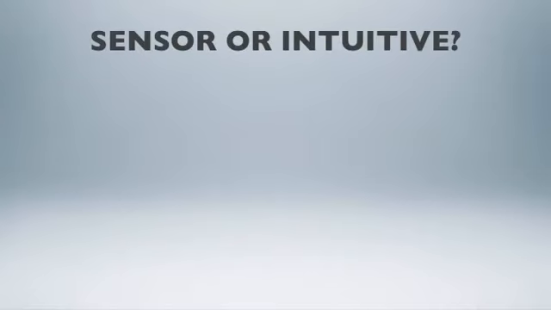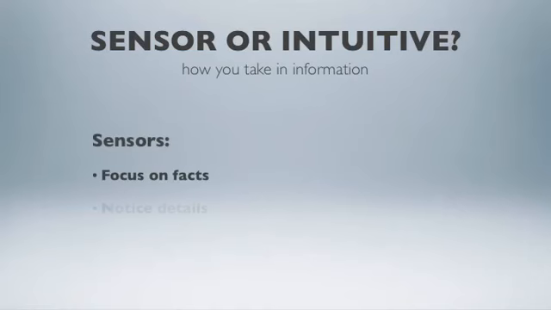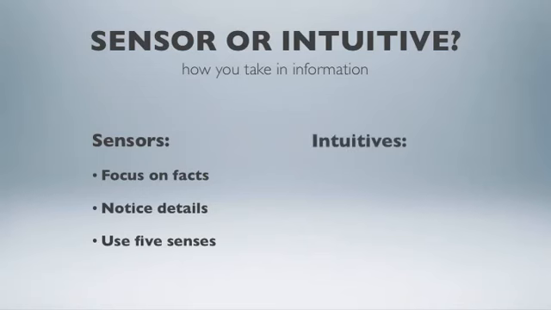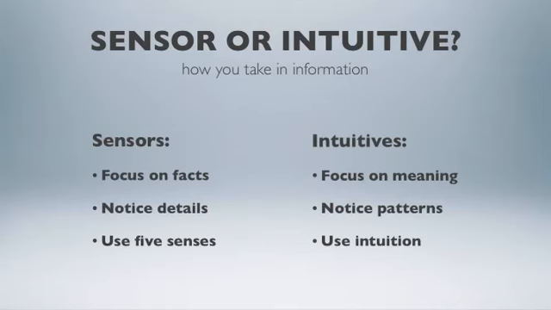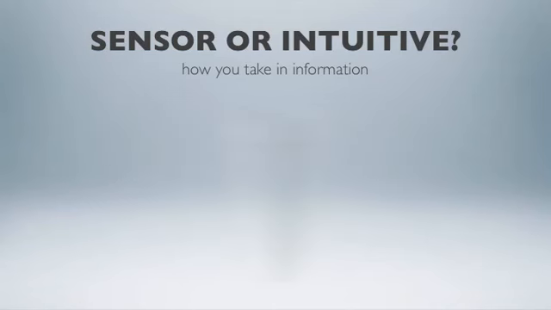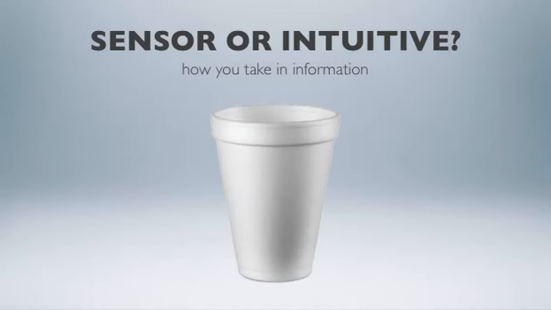The second facet, sensing-intuition, describes how you take in information about the world around you. Sensors focus on facts and details and take in information using their 5 senses. Intuitives focus on meaning, interpretation, and possibilities and take in information using their intuition. So how do you tell if you're a sensor or an intuitive? Let's try an exercise. Take a look at this cup. Think for a few moments about how you might describe it. If you have a pen and paper, write down a few words to describe the cup.